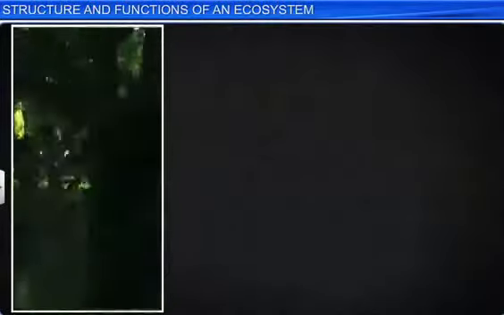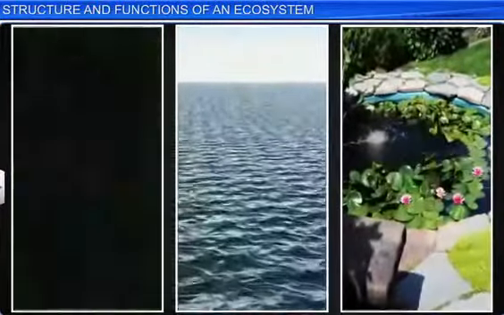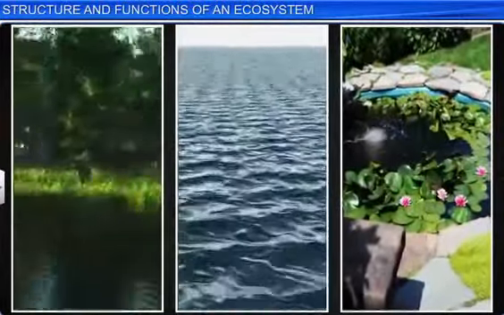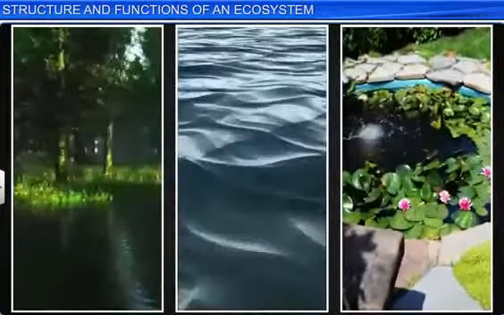An ecosystem is a functional and stable unit where all living organisms interact among themselves and with the surrounding physical environment, leading to a flow of energy and nutrients.